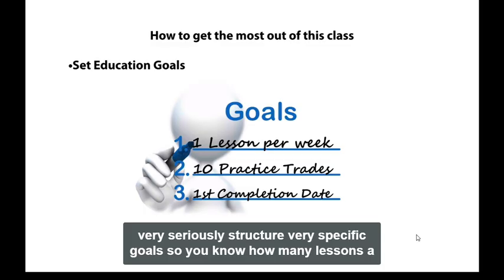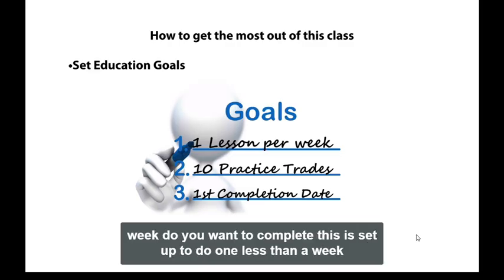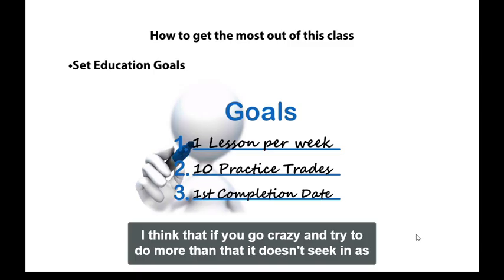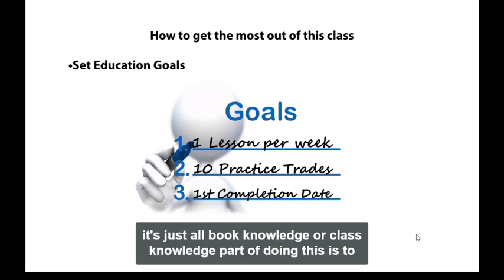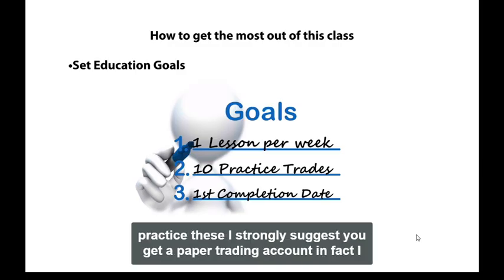So, how many lessons a week do you want to complete? This is set up to do 1 lesson a week. I think that if you go crazy and try to do more than that, it doesn't sink in as much. And the other thing is there's not any time in between to practice when it's just all book knowledge or class knowledge. Part of doing this is to practice these.